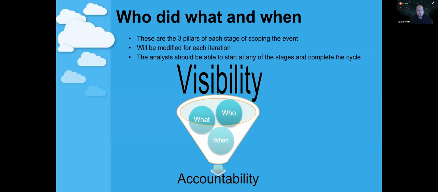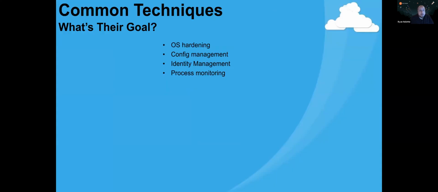And I know that's a very simplistic example, but I want to clearly explain those three tenets because they're going to be important and kind of be a reoccurring theme throughout the rest of the presentation. So, some of the common techniques for gaining visibility in your environment are mainly from pulling logs, from OS hardening, configuration management, identity management, process monitoring, all those different services that you are using in your environment.